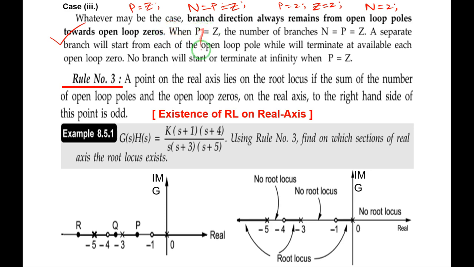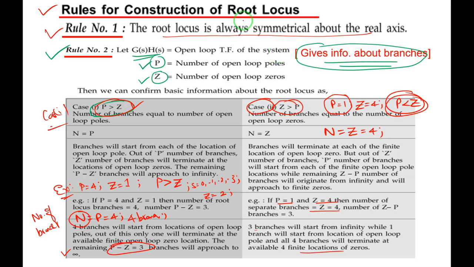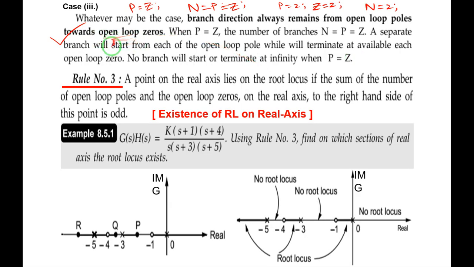Okay, so 3 cases are there. This rule number 2 gives information about branches: how many branches there are, from where they will start, where they will terminate, where they will go, all these things. So three cases: p greater than z, p less than z, p equal to z, we have seen. Next we'll see rule number 3.